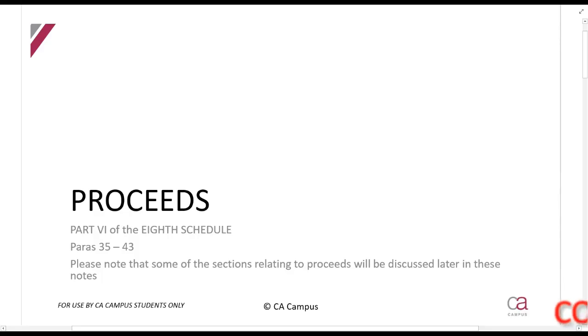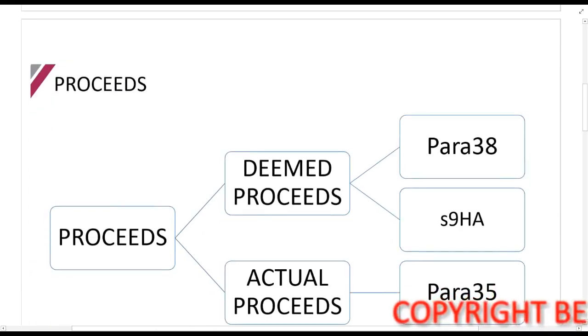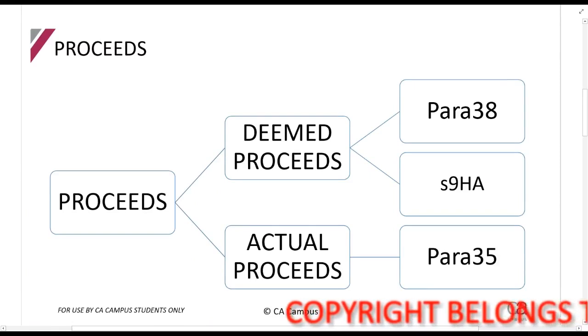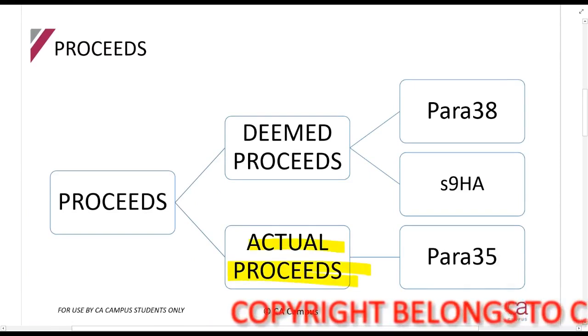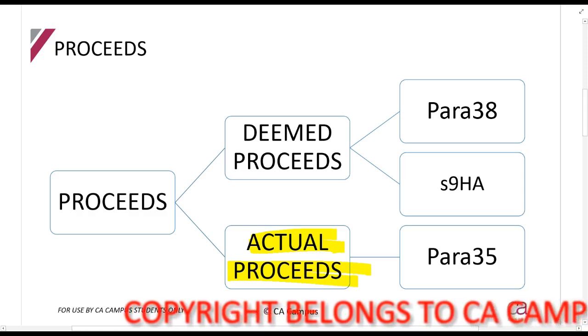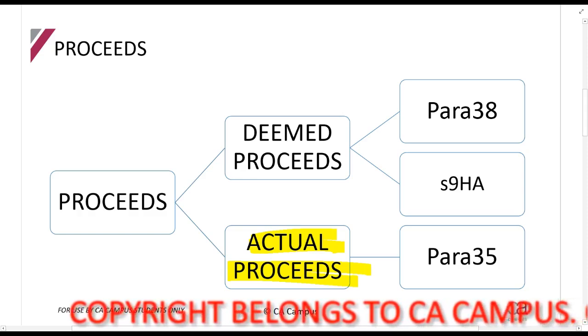We are now going to be looking at proceeds. Now, proceeds can basically be split into two types. We get the actual proceeds, and this is the most common one. So if you sell an asset for 100,000 rands, that's usually the proceeds. Then we also get deemed proceeds.